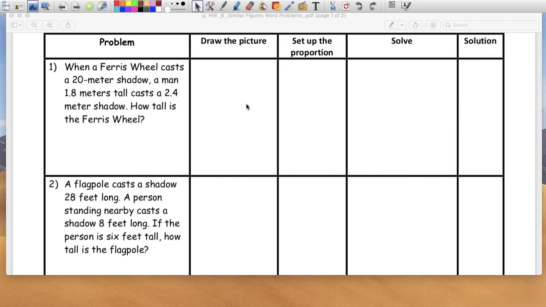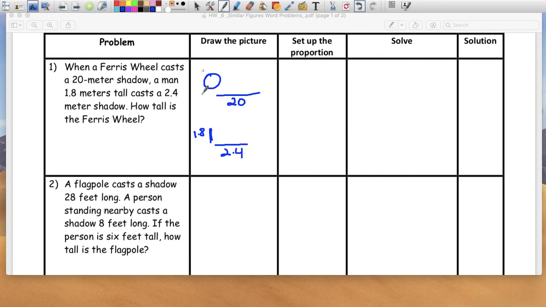So here is 1. Actually, I like this because it tells you to draw the picture, which is always something that you should do. A Ferris wheel has a shadow of 20 meters. So there's a shadow here of 20 meters. And there's a man. I'm just going to draw a stick. A man who's 1.8 meters tall. His height is 1.8, and his shadow is a little bit longer, 2.4.